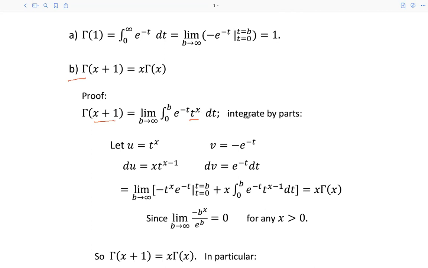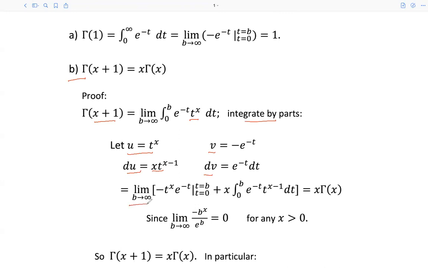So we need to integrate by parts. Let u be t to the x, then du would be x t to the x minus 1. Let dv be e to the negative t dt, then v would be negative e to the negative t.